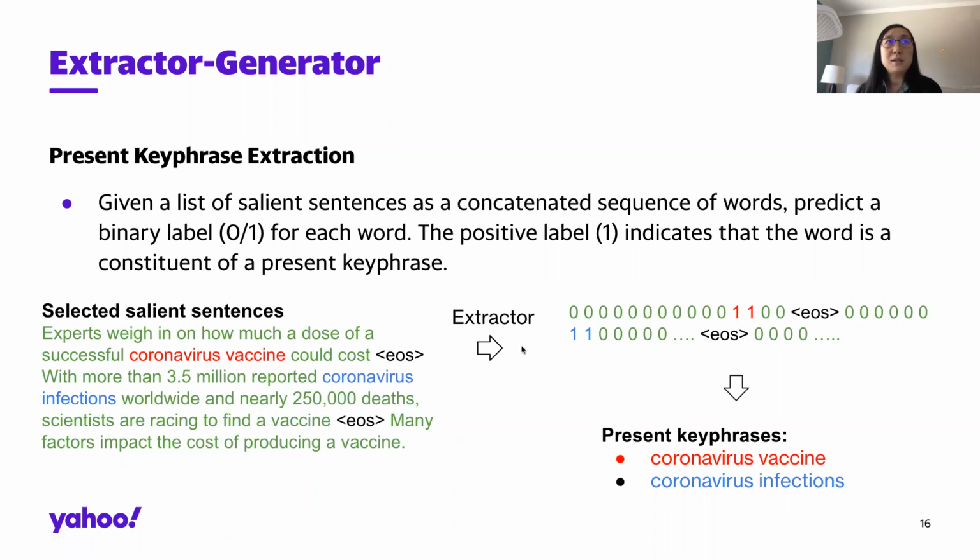Then all the extractor does is predict a 0-1 label for each word in the input text. Once we have this sequence, we do some post-processing and see, okay, there are two ones, and they correspond to the words in the original document, coronavirus vaccine. Since they appear together, we consider them together as a key phrase. So we will have two key phrases out of this example.